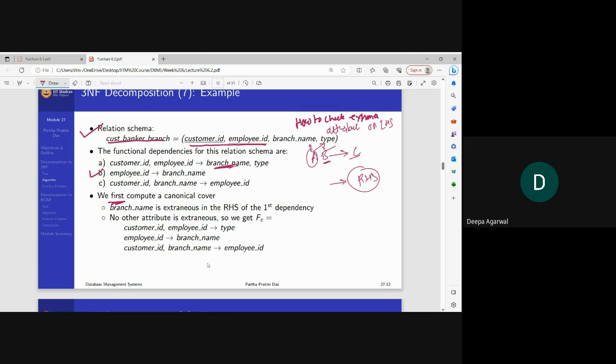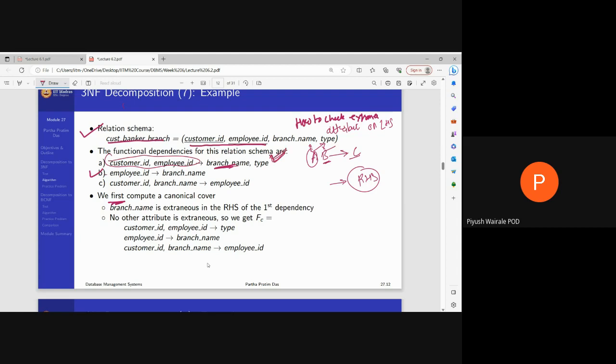Take the A closure. Customer ID closure. Just take the closure of the left hand side of this functional dependency and don't include this functional dependency. Remove this functional dependency.